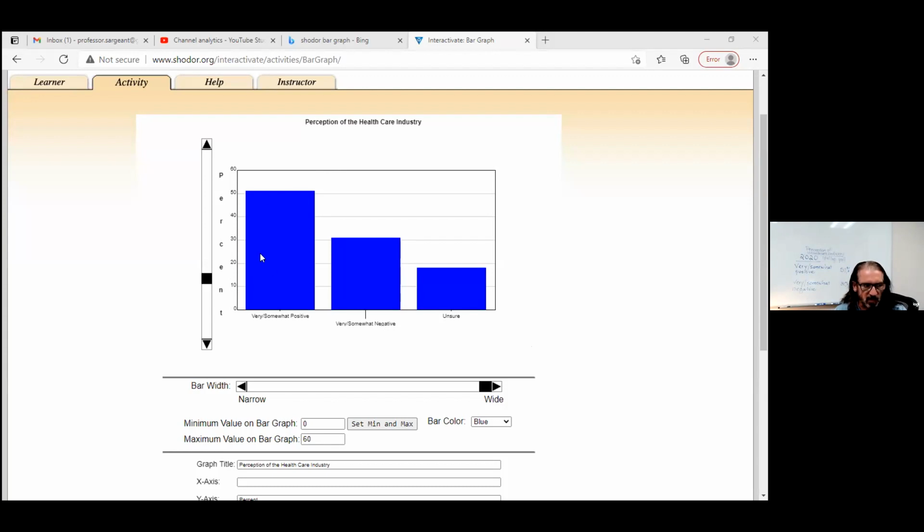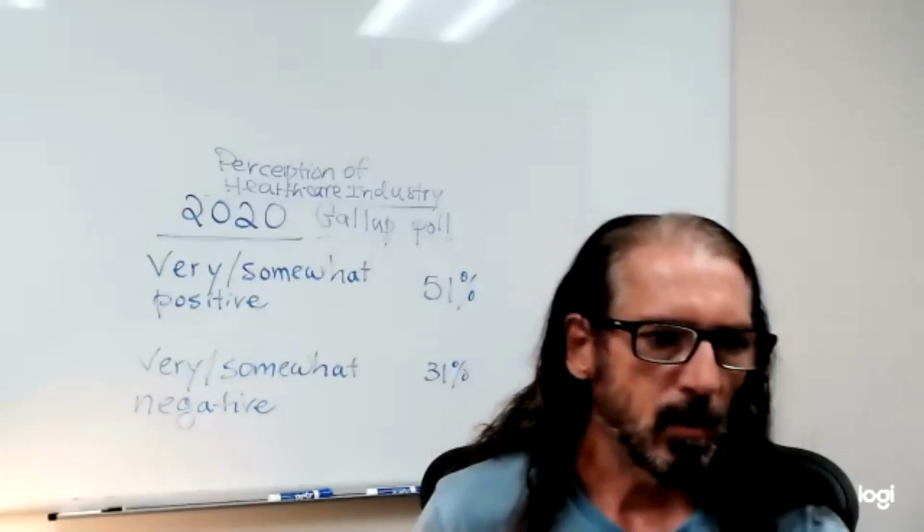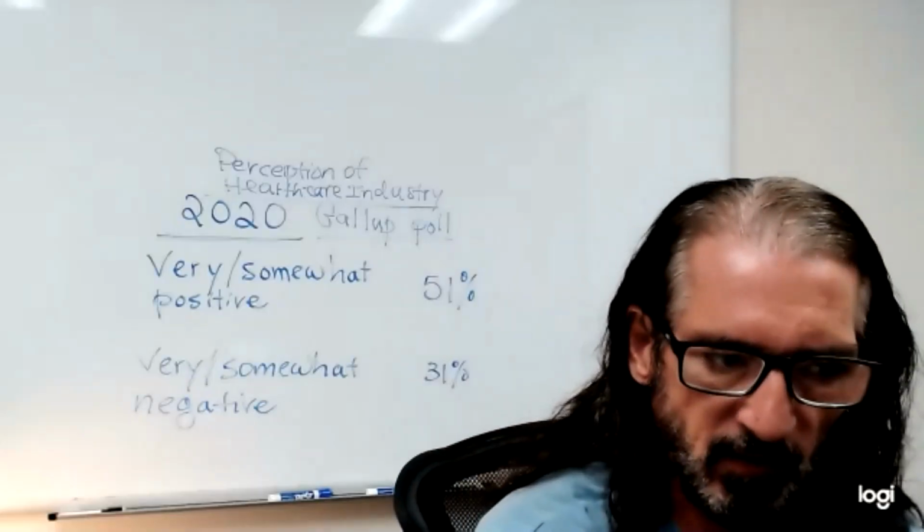And we see that 51% is higher than the 31%. Both of those are bigger than the 18% that are more neutral or unsure. That would be a proper way of expressing this.